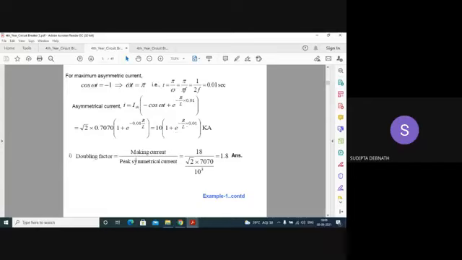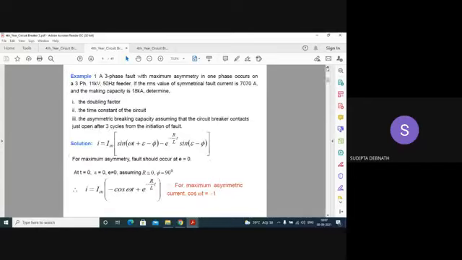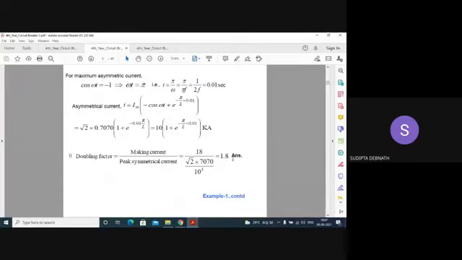Now you are asked to find out the doubling factor. Doubling factor you can find out from the expressions itself, because doubling factor, I told you, is this value divided by the peak symmetrical value, so root 2 into 7070. So this is the doubling factor. It is 1.8. It is not that it will always become 1.8, but it should be less than or equal to 2. In almost all cases, it should actually be less than 2. So doubling factor you can find out.